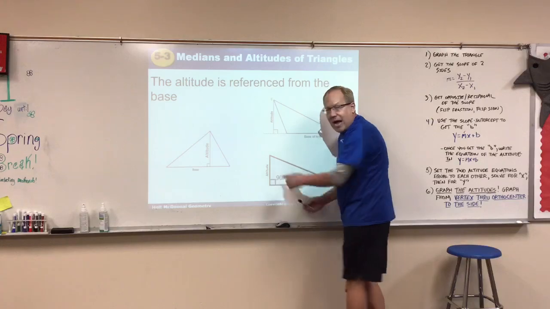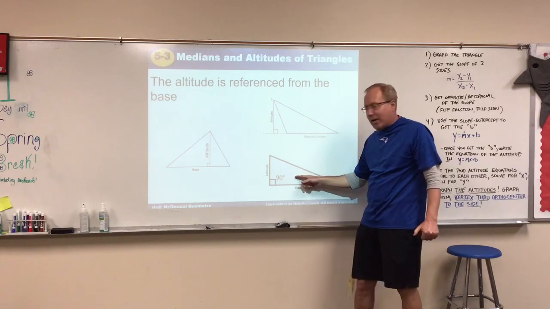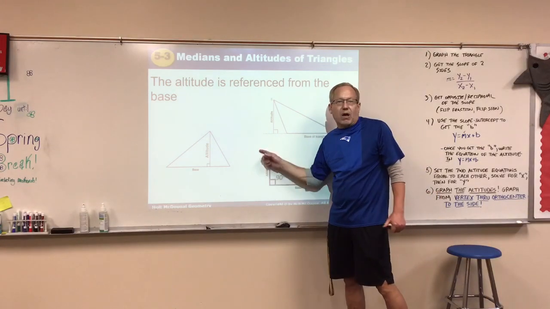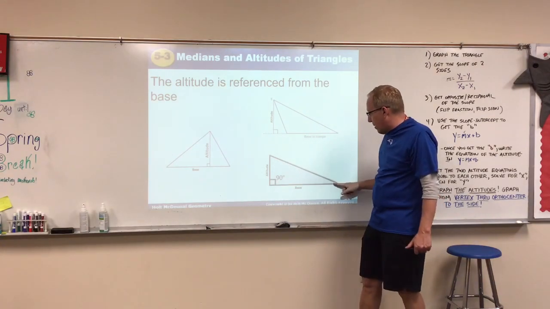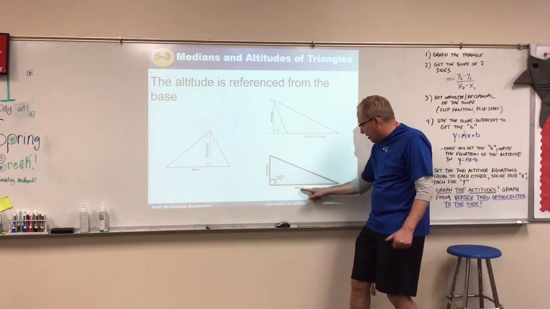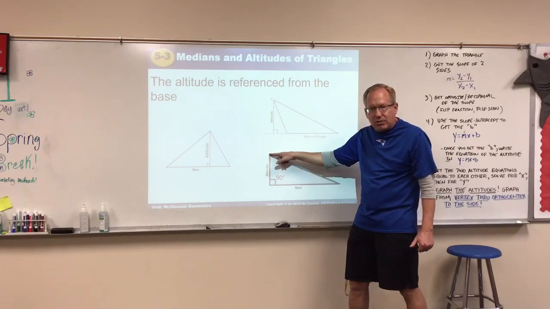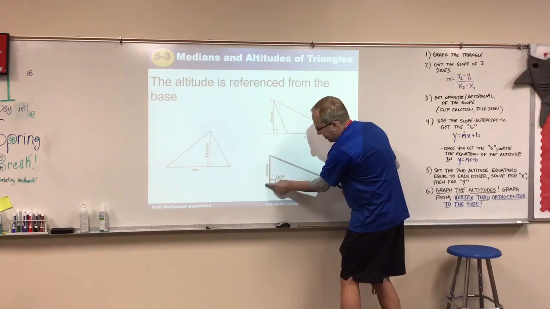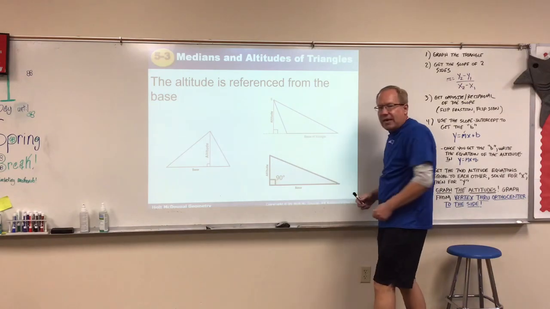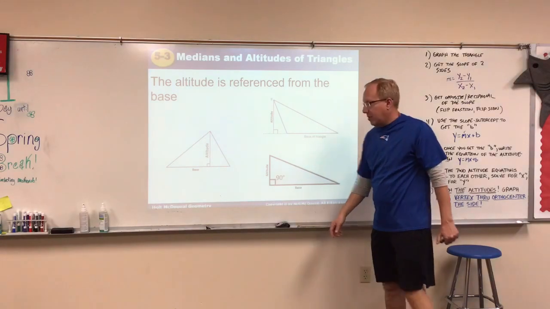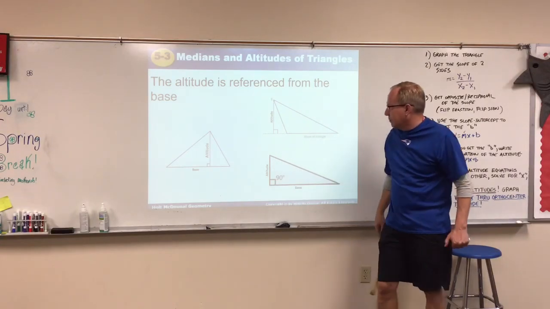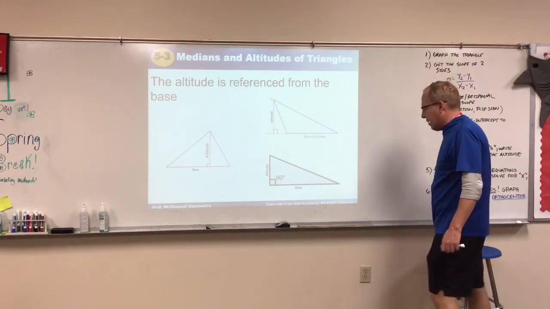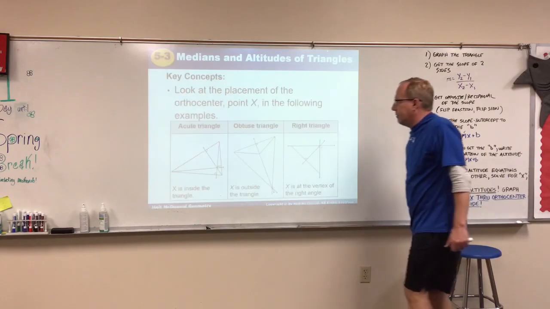In this case, the altitude on a 90-degree or right triangle is the actual other side. So here's a side, here's the hypotenuse. If this side is the base, this will be the altitude. If I flipped it, if this side is the base, this side will be the altitude referencing from this base. All right? If this was the base, the altitude would be something like this. All right? And that's kind of how that works on that end of it.